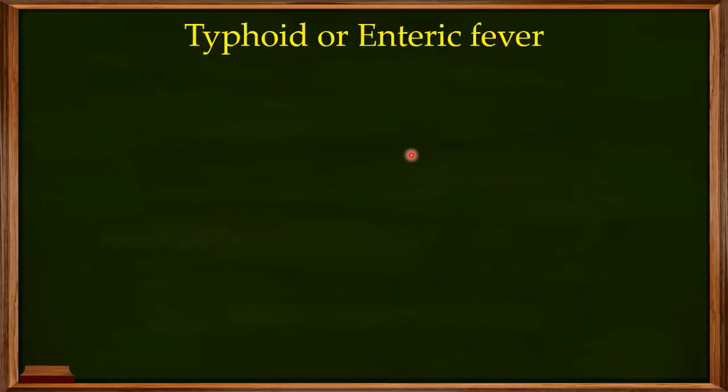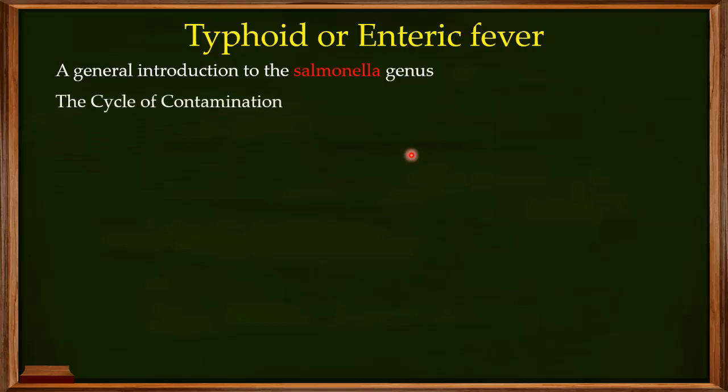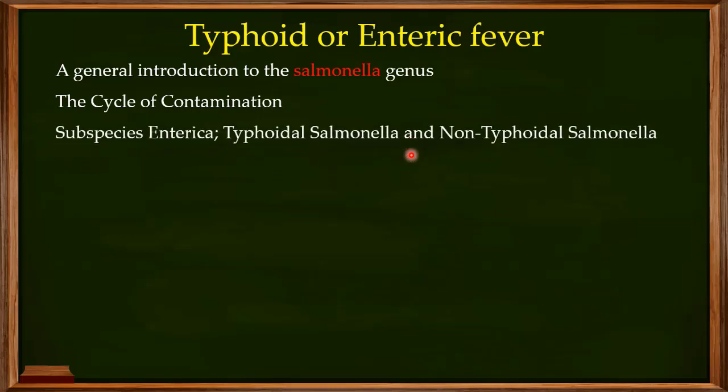At the end of the course, we talk about typhoid or enteric fever. We'll start with the general introduction to the Salmonella genus, the causative agent or the pathogen that belongs to the Salmonella genus. We talk about the cycle of contamination of the Salmonella genus. We will talk about the subspecies enterica, which includes the typhoidal Salmonella and the non-typhoidal Salmonella.